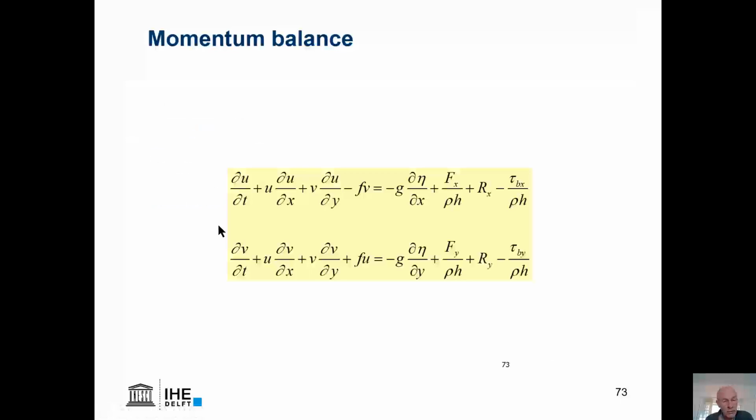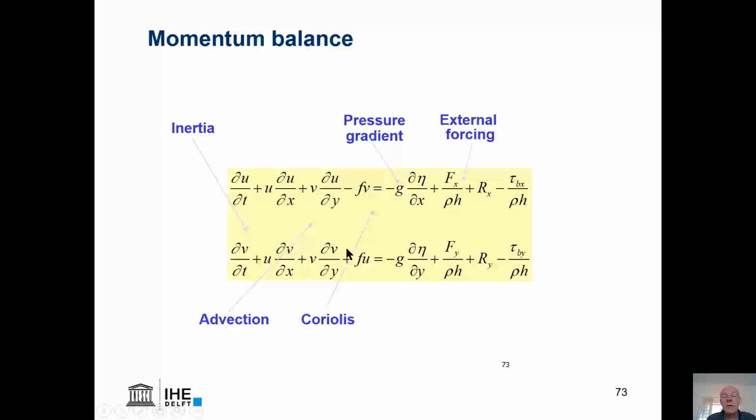First of all, the flow. We use the momentum balance, or shallow water equations, where we have terms for inertia, the advection terms (how the momentum is advected by the current itself), the Coriolis effect, Fv and Fu, due to the rotation of the Earth. We have the water level gradients or the pressure gradients. We have external forcing, for instance by waves or by wind. We have mixing, horizontal Reynolds stress, and in the end, all this motion is reduced or counteracted by bed friction, bed shear stress.